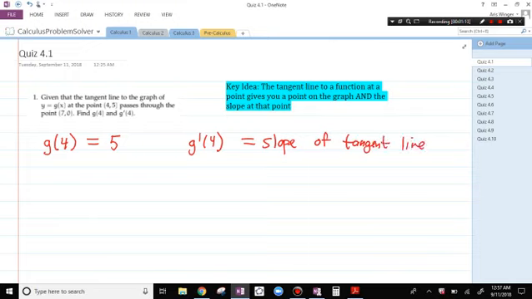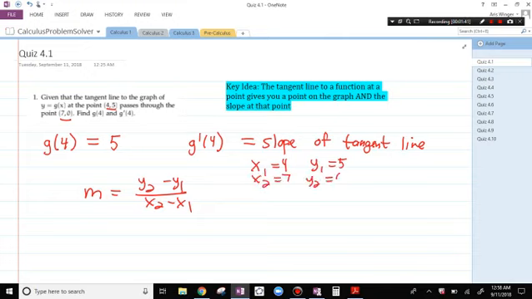Now we were given 2 points that this tangent line goes through, and so now we can find that slope. It's y2 minus y1 over x2 minus x1, where in this case, it doesn't matter which order we take. x1 is 4, y1 is 5, x2 is 7, y2 is 0. 0 minus 5 over 7 minus 4. The slope is negative 5 over 3. That is g prime of 4.